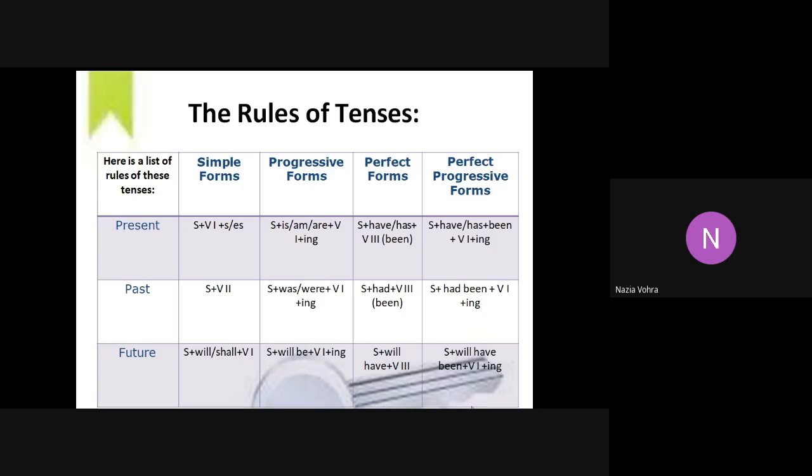Guys, please write down this table. This is very important. Have you made your notes for this table, guys?